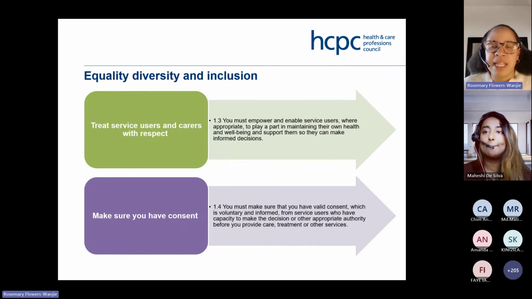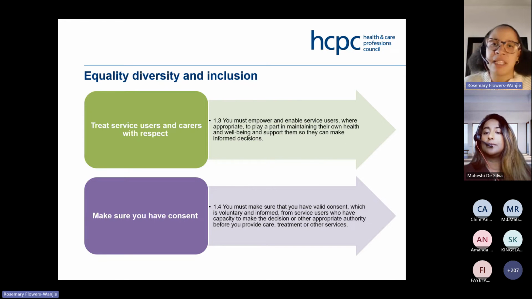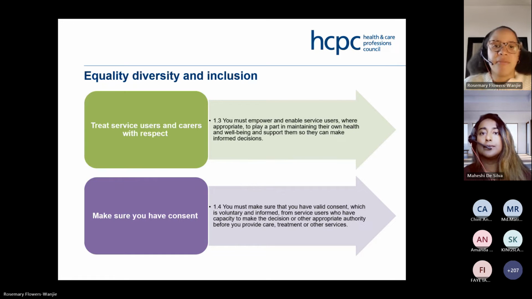So the first theme that we'll explore today is equality, diversity and inclusion. Many of the changes that we've made here are about making the language in our standards clearer and more active. The changes that we have made to Standard 1.3 ensure that service users are better supported by registrants to make informed decisions. Originally, Standard 1.3 read, "You must encourage and help service users where appropriate to maintain their own health and well-being and support them so they can make informed decisions." So you can see the new standard on the slide where we instead refer to empowering and enabling service users. So it's a little bit more specific than encourage and help.